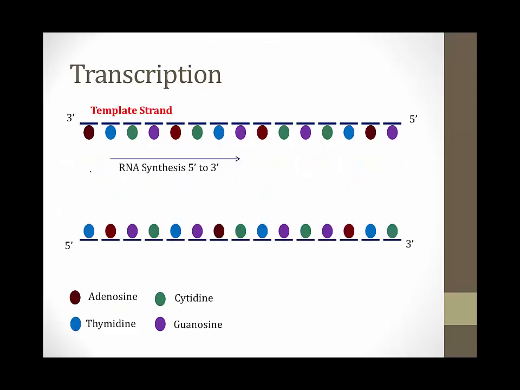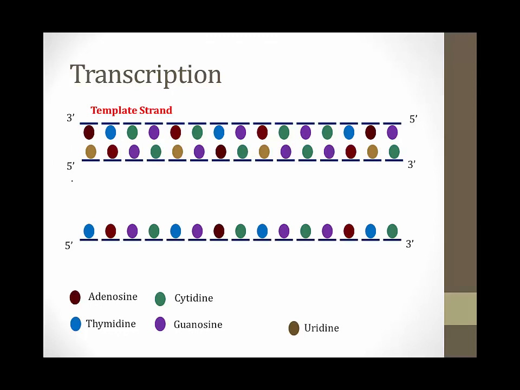The big picture of what's going to happen in transcription is that the two DNA strands will separate, and one of the strands will be used as a template. That's called the template strand, and it will be used as a template to synthesize RNA in the 5' to 3' direction. And in the video on DNA replication, I explain why nucleotides are always added to growing strands of DNA or RNA in the 5' to 3' direction.